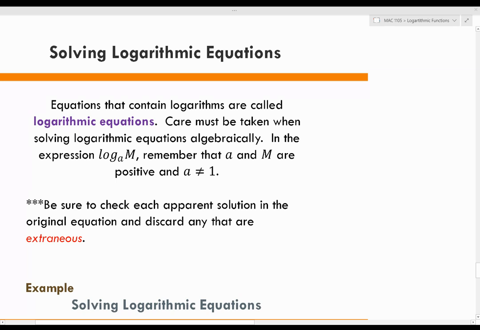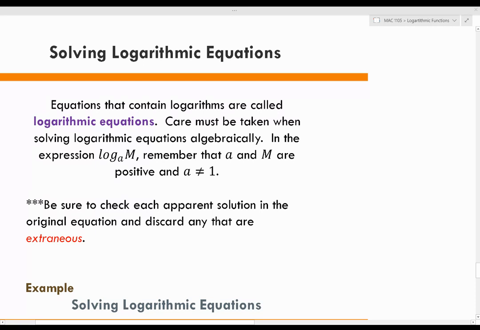All right, you guys, let's wrap up our discussion on logarithmic functions by talking about solving logarithmic equations. So it says that equations that contain logarithms are called logarithmic equations. Care must be taken when solving logarithmic equations algebraically. In the expression log base a of m, remember that a and m are positive and a cannot equal 1.